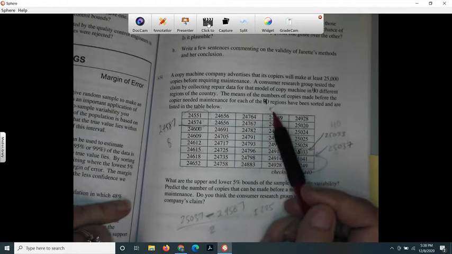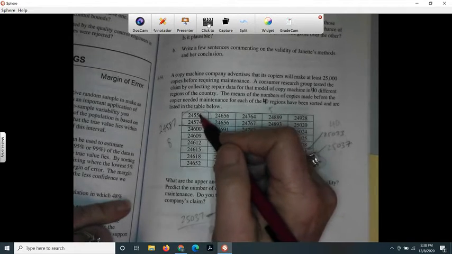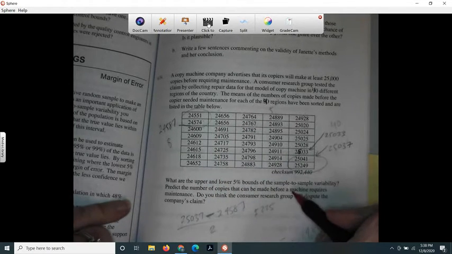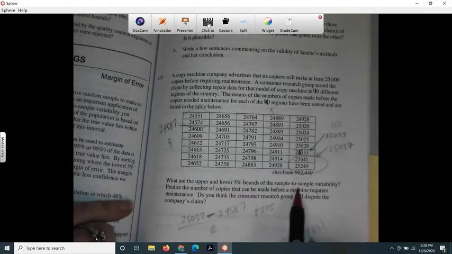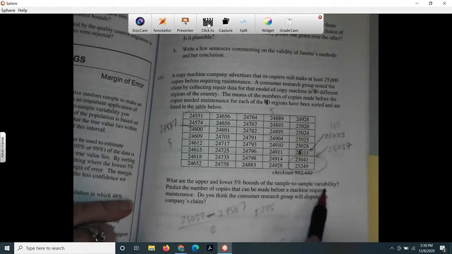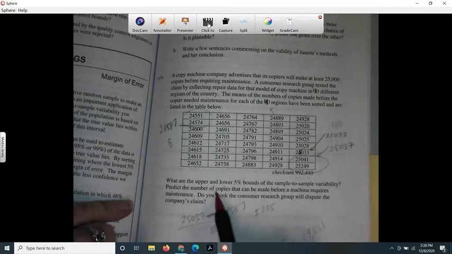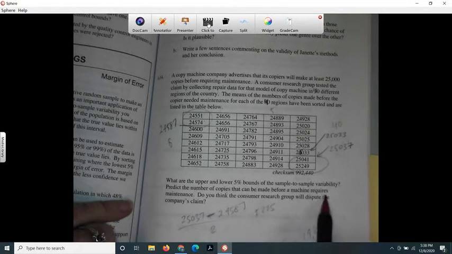But if you look at this, it says there's 40, and if you count these numbers, 1, 2, 3, 4, 5, 6, 7, 8, and across is 1, 2, 3, 4, 5. So you know there's 40 numbers. And then it says, what are the upper and lower 5% bounds of the sample-to-sample variability, and predict the number of copies that can be made before a machine requires maintenance. Do you think the consumer research group will dispute the company's claim?